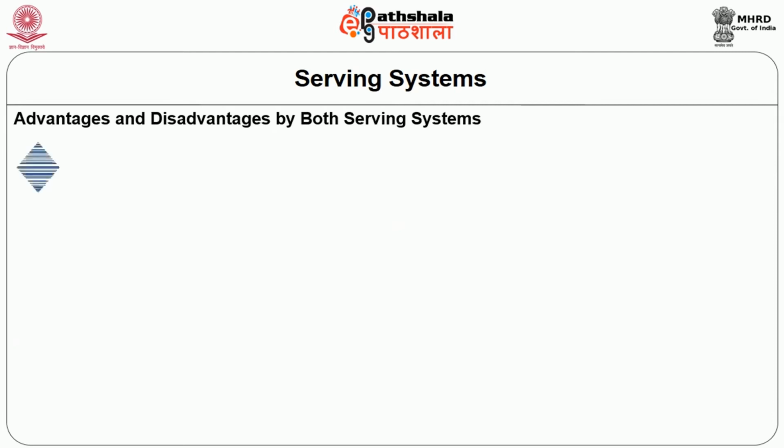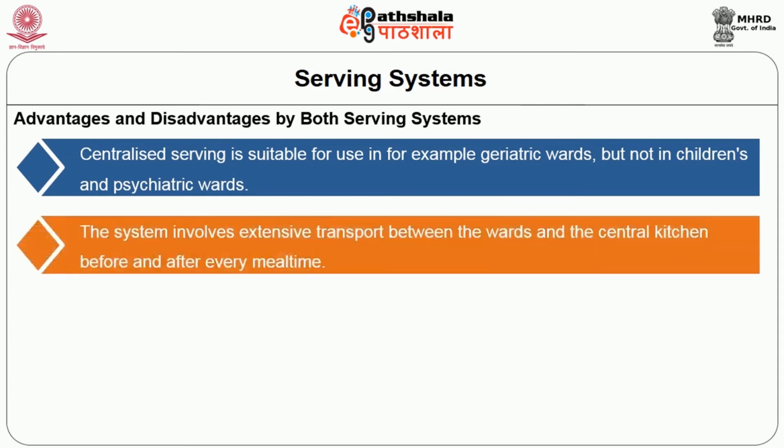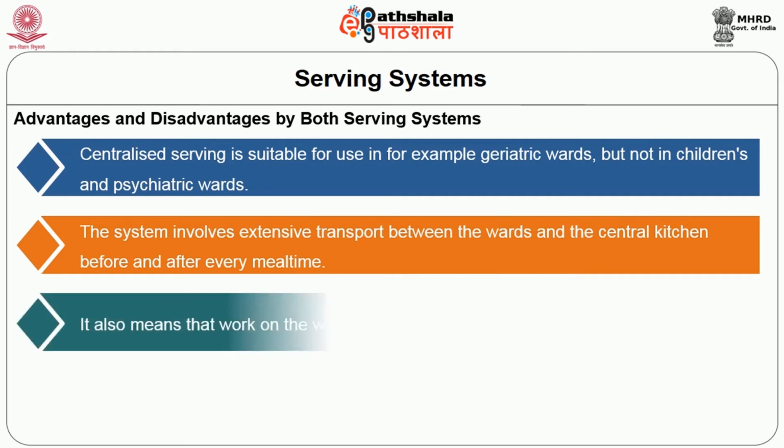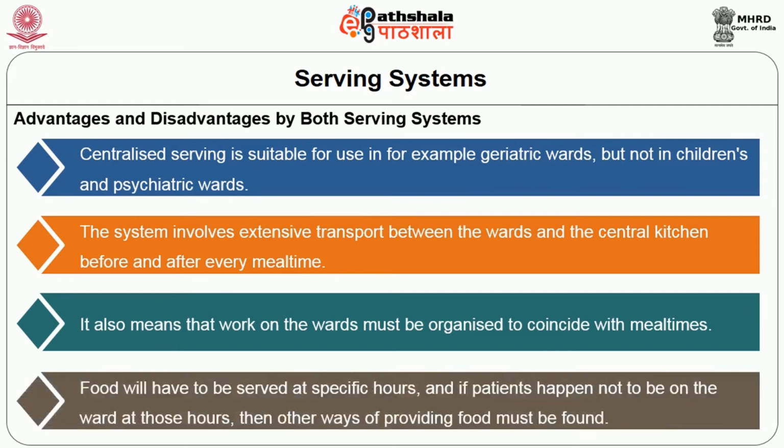Centralized serving is suitable for use in, for example, the gastric ward, but not in children's and psychiatric wards. The system involves extensive transport between the wards and the central kitchen before and after every meal. It also means that work on the ward must be organized to coincide with the meal time. Food will have to be served at specific hours, and if patients happen not to be on the ward at those hours, then another way of providing food must be found.